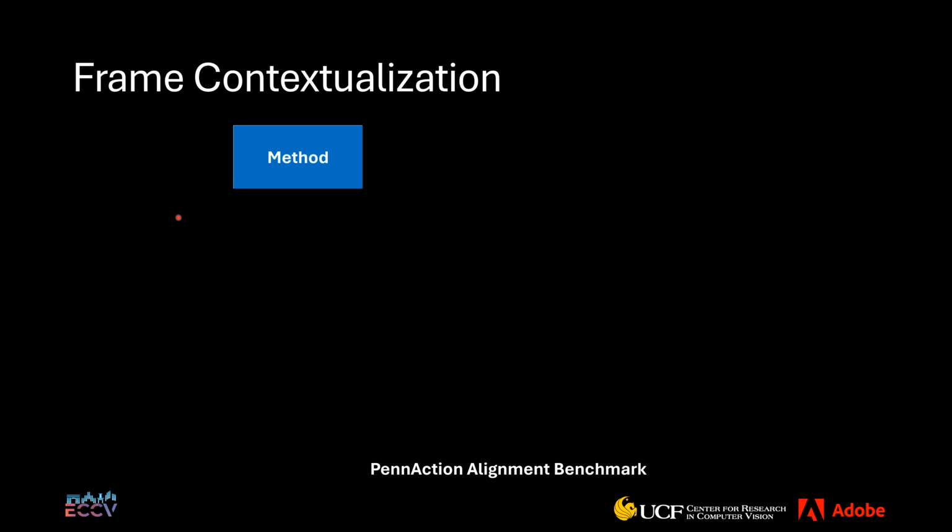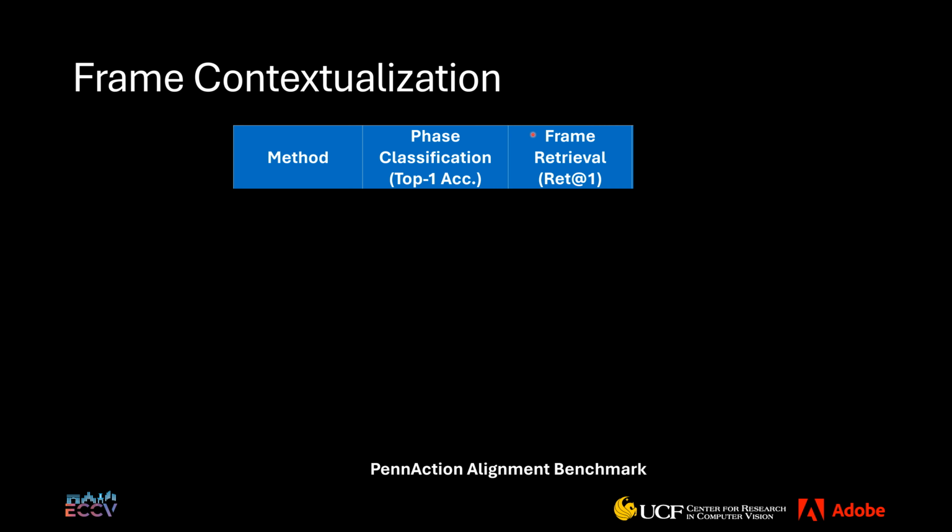Here, we aim to understand the impact of our proposed frame contextualization on the standard temporal alignment task, using the well-established Pan-action benchmark. Phase classification refers to the per-frame accuracy of predicting phase labels. This is achieved by training an SVM classifier on phase labels for each frame in the training set. Frame retrieval measures how many of the retrieved K frames share the same phase label as the query frame.